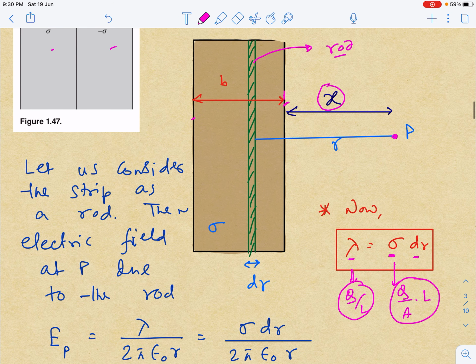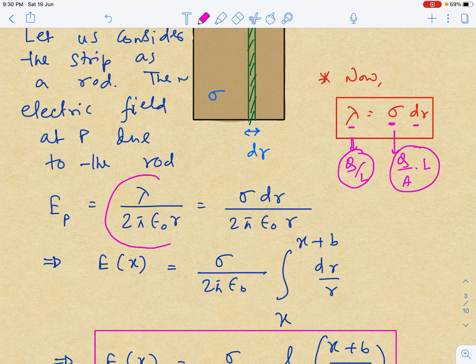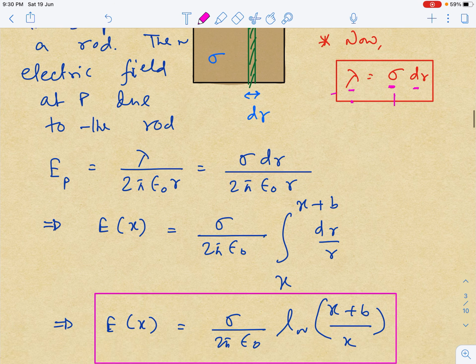So now what I'm going to do, I know what is the field at a distance r away from an infinite rod or infinite line charge. That is lambda by 2 pi epsilon naught r. This is known to us, a known result. I'm just substituting this value of lambda here in this equation. Correct? So if I substitute the value of lambda in that equation, I will get immediately the integration factor. So how much am I getting here? That is sigma dr by 2 pi epsilon naught r.